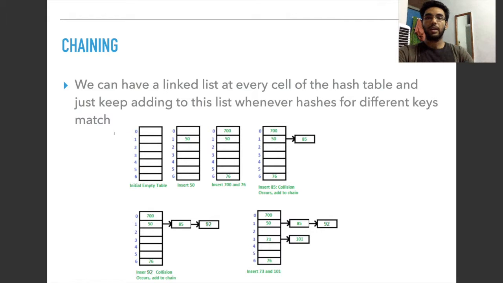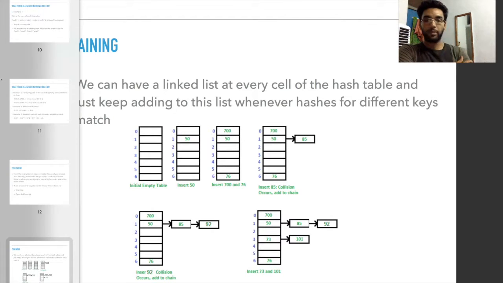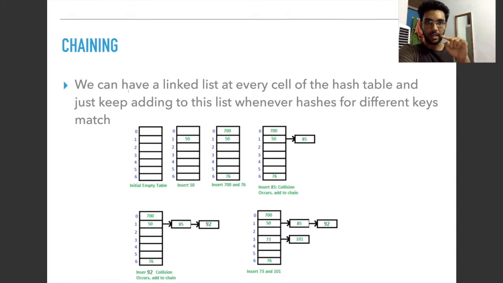Now, chaining. In chaining, at each cell of the hash table, you're maintaining a linked list. So basically, if you have multiple key values that give you the same hash value, at the cell of that particular hash value, you maintain a linked list, and you keep appending all the colliding key values.